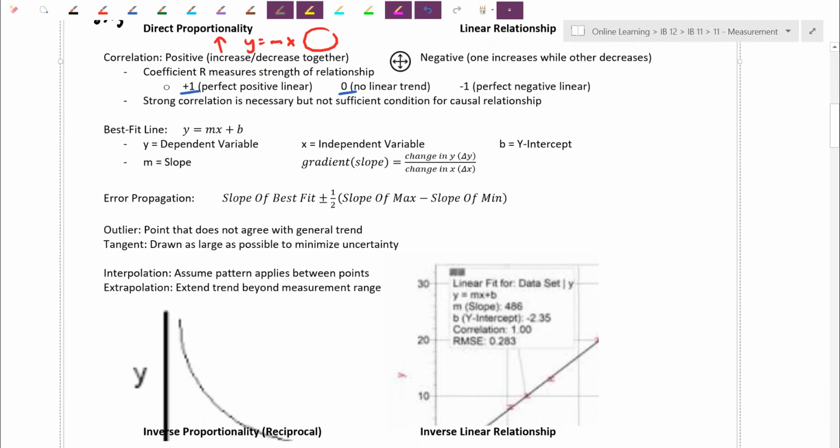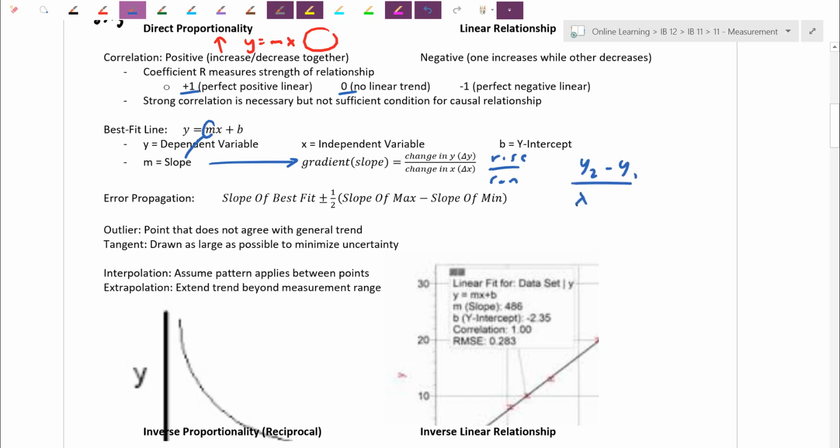If it does happen to be a straight line fit, we just do y = mx + b. M, we know to be the slope or the slant of the line. We sometimes call the slant the gradient. And this one here is change in y over change in x. It's rise over run. If you want your formula, (y2 - y1) over (x2 - x1).